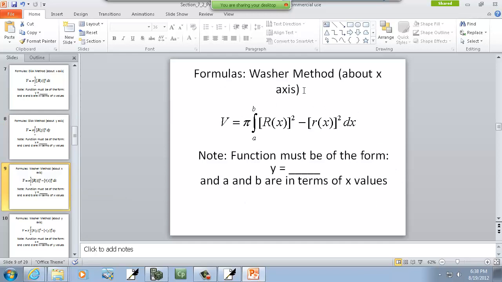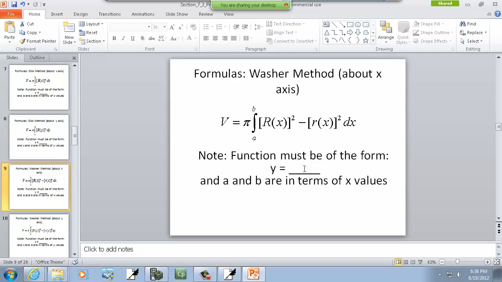Now the washer method, that's where you've got two functions, and we'll see, I think we've got some pictures of that. But this is your outer, the capital R of x, and the little r of x is your inner. If it's over on the right side, the outer is the one furthest to the right. But it doesn't have to be on the right side, though it seems like a lot of them they do set up that way just so you can see it.